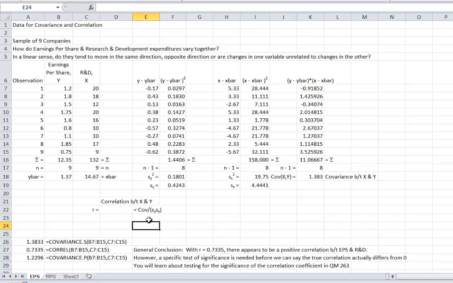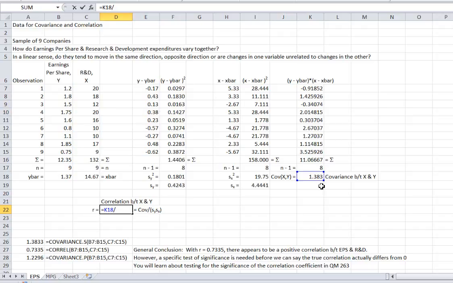What we need for correlation here is the covariance. Okay, because the 1.383 is telling us that, yeah, they seem to be moving in the same direction because of the positive value, but that could be 1.383, it could be 1,383,000, and it doesn't really tell us the actual relative strength between the two variables.